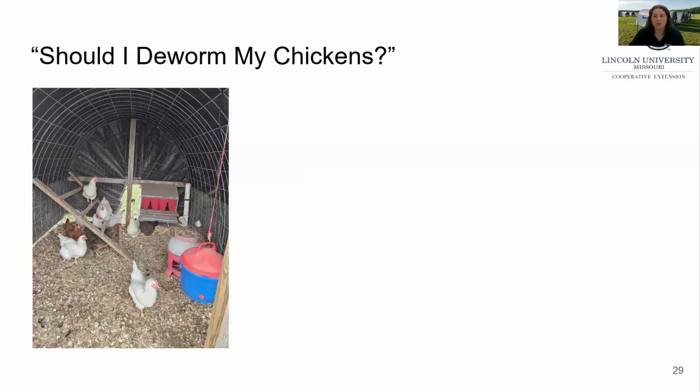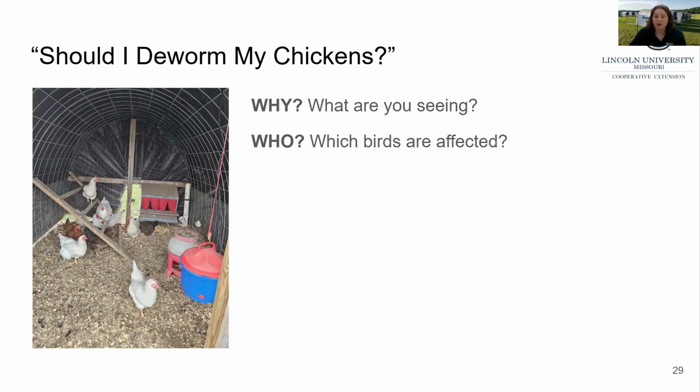Another common question is, should I deworm my chickens? Or it'll be expressed as, how often or when should I deworm my chickens? And the first thing that I usually ask is, why? Why do you think that they need to be dewormed? What are you seeing? Which birds are affected and how are they being raised? Are they indoors, outdoors? Have they recently been moved outdoors? Outdoor and pasture access can definitely increase opportunities for exposure to internal parasites, including roundworms and tapeworms.